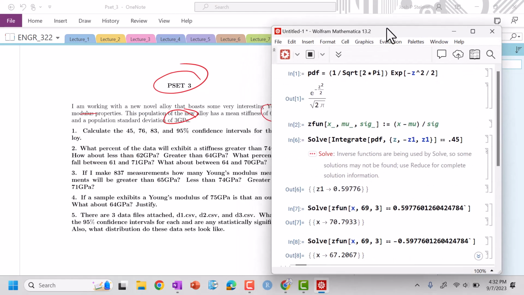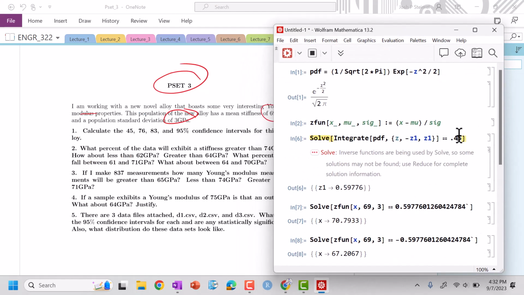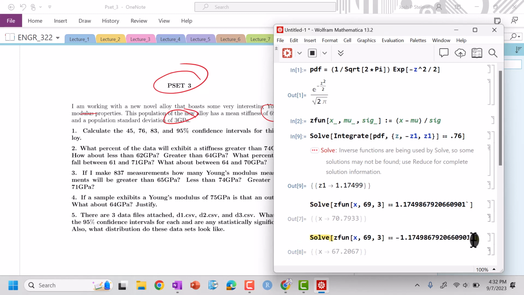76 and 83. So let's go ahead. We can just do 76. We can just plug this in here, minus, bang, bang, 83. You are hopefully starting to get the picture here. We got this. Bang, bang. And then finally 95.